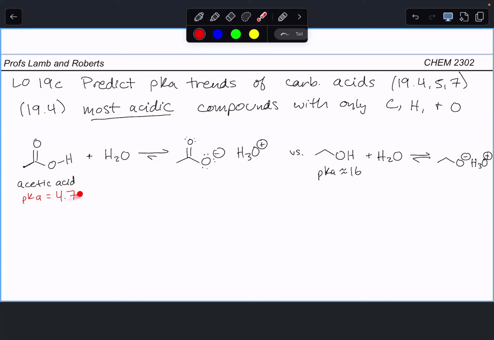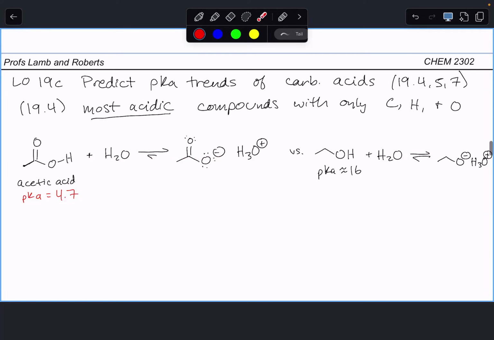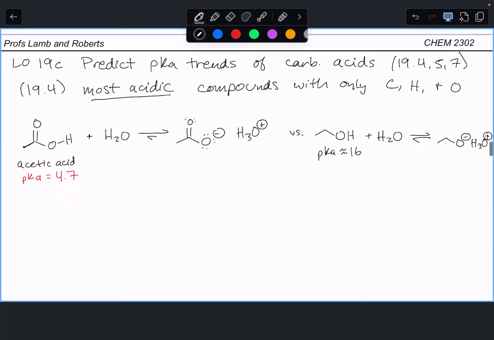Whereas when we have a pKa of 4.7, it's really going to push that equilibrium to the right because it's really easy to get rid of that proton. Okay? So why do we have these very low pKa's? There are two reasons. The first is our good friend resonance.